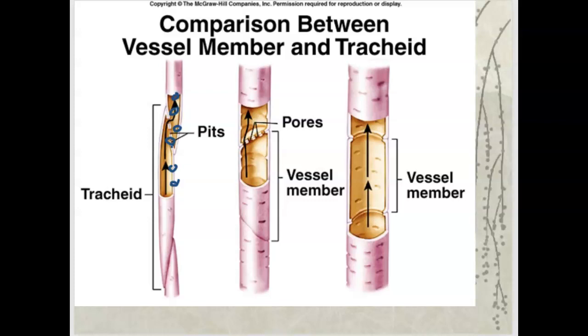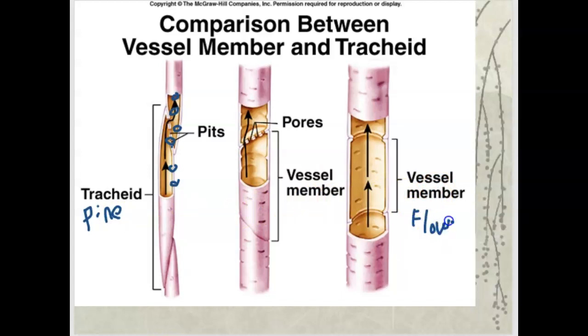The vessel members and tracheids are structures that help prevent some of the backflow of water, because gravity is saying, hey, go down, but evapotranspiration is saying, no, go up. So they work together. Tracheids tend to be more common in pines, conifers, pine trees, and vessel members are more common in your flowering plants.